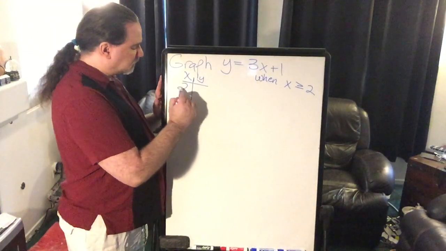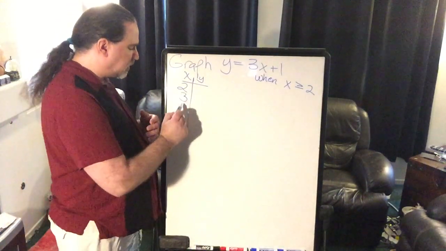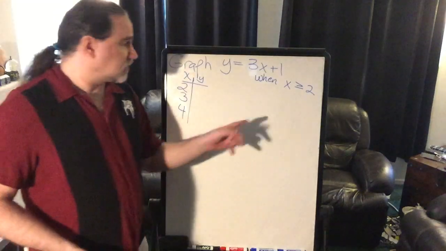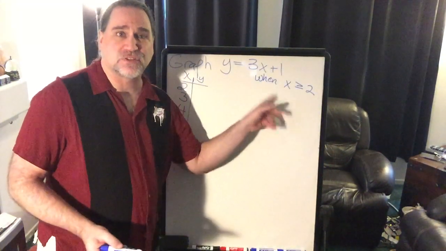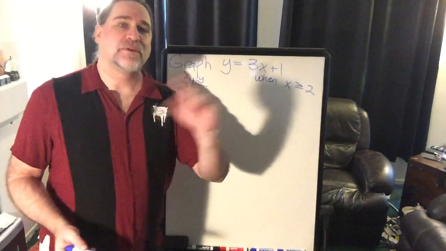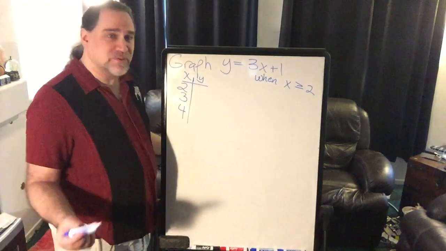Now, I'm going to pick 2, and then I'm just going to pick nice, easy numbers from there. So I'll pick 3, and I'll pick 4. And I'll talk to you a little bit, because it's going to change when it's not equal to. Right now, this is greater than or equal to, and then we'll talk about what happens when it's not equal to. So when it's greater than or equal to, same process, everything else stays the same.